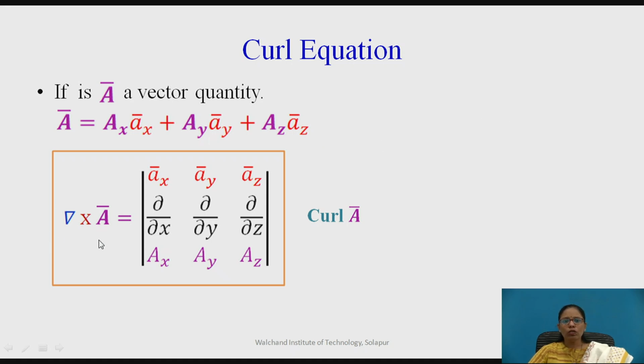Now del cross a bar itself is called curl a bar, which can be given as the determinant of ax bar, ay bar, az bar, all are the unit vectors. Then the space derivatives, dou by dou x, dou by dou y, dou by dou z. Then the magnitudes along the x, y and z direction. These are the respective magnitudes along x, along y and along z.